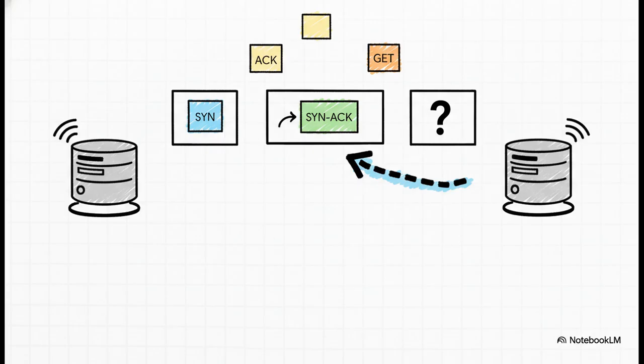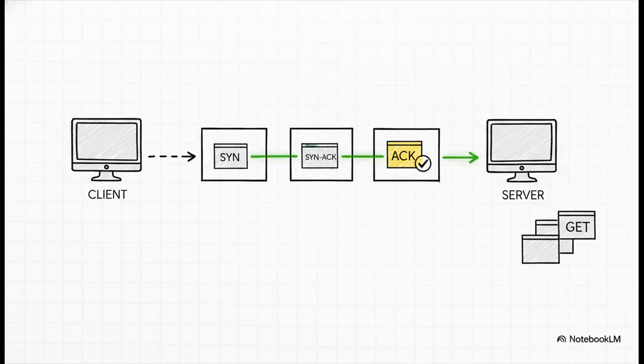What comes next? Well, the server has to answer back, right? It acknowledges the client's SYN and sends its own SYN back. That's our SYN-ACK packet. And finally, to close the loop on that three-way handshake, the client sends one final acknowledgement, the ACK packet. Boom. The connection is now established and ready for business.